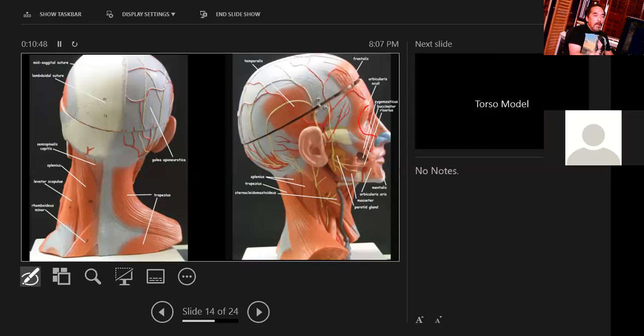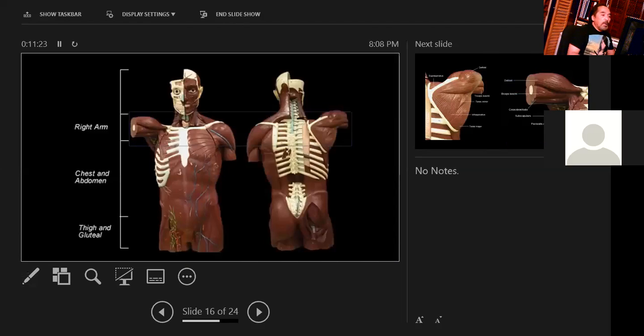Orbicularis oculi, temporalis, masseter, depressor anguli oris, the angle. Then beside that is going to be the mentalis, and then frontalis, and the temporalis. I already saw it. And then this is going to be my sternocleidomastoid. Okay, moving on. Now we're at the torso.